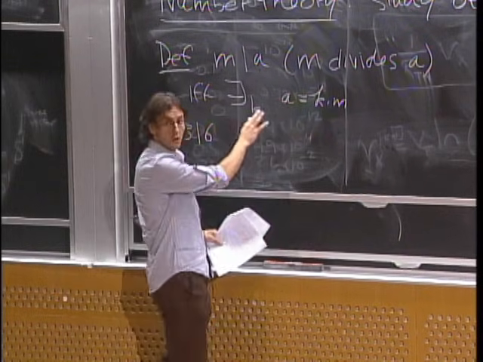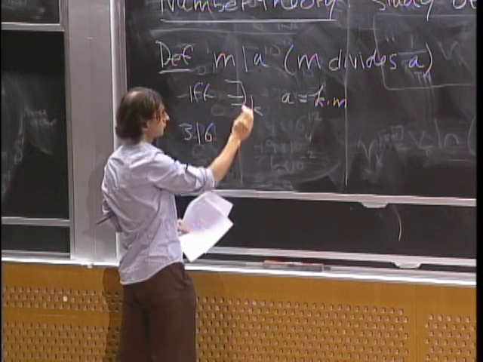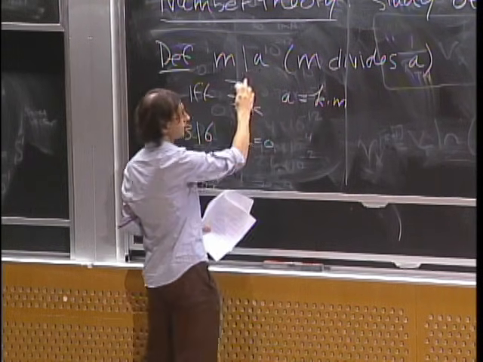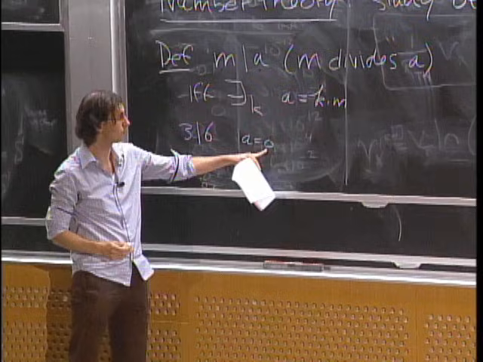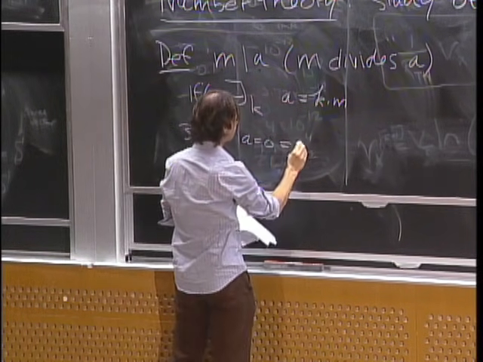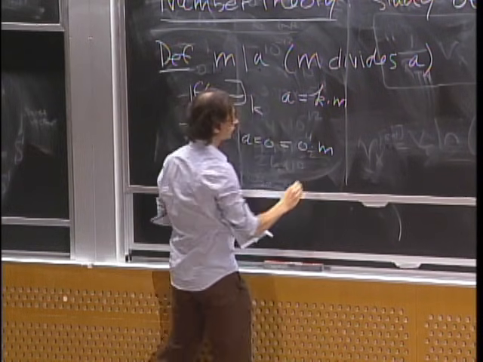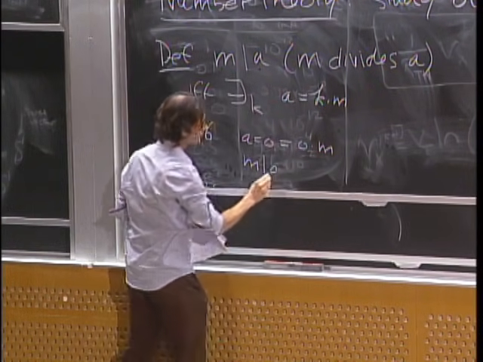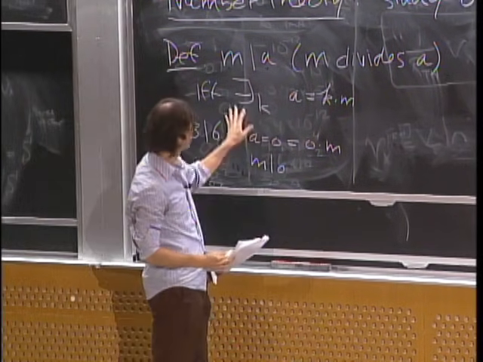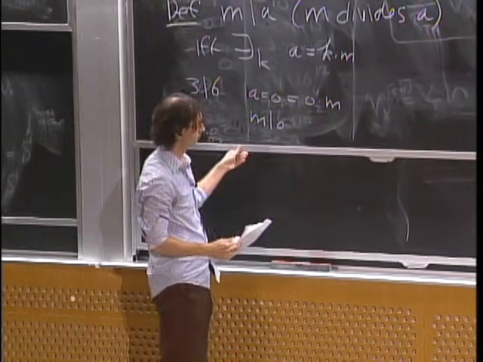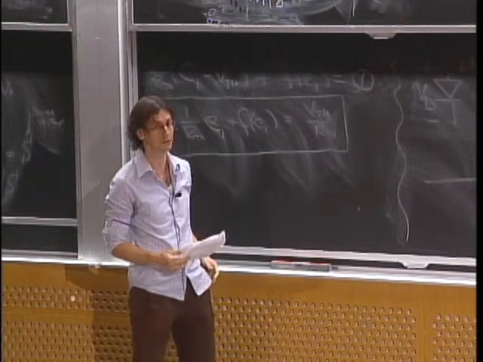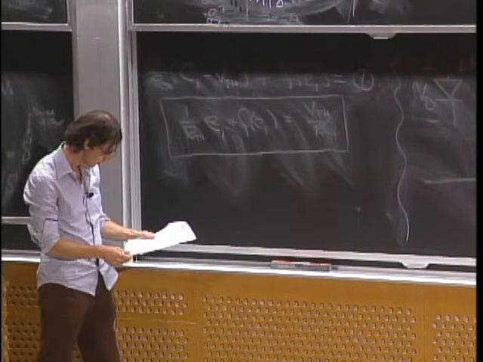There's something interesting going on. Suppose A is equal to 0. Well, any integer will divide 0. Why is that? Because I can take k to be equal to 0, so this is equal to 0 times any integer m. So m divides 0 for all integers. So that's kind of the exception, right? And we are going to use this to set up a theorem and analyze this whole situation.